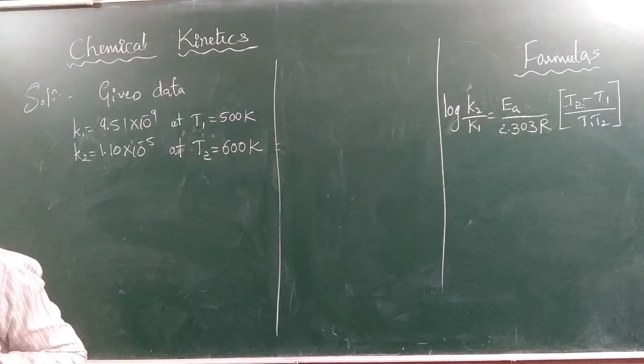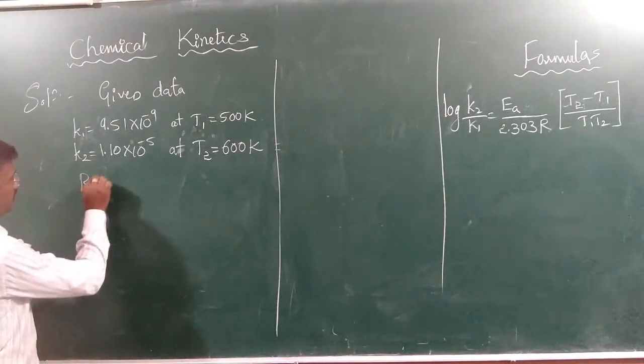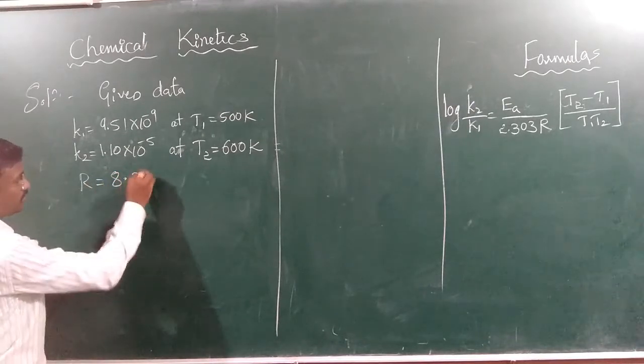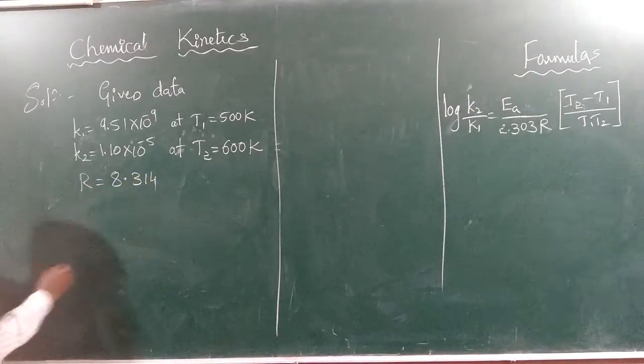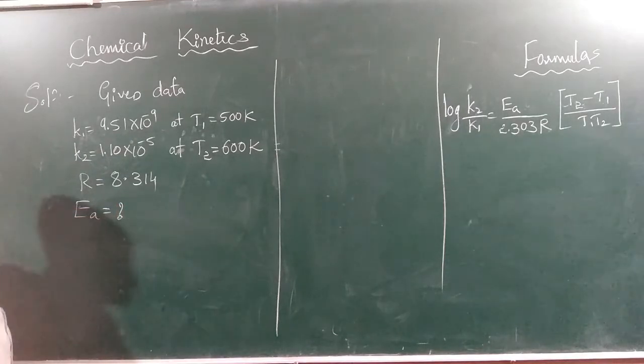R is equal to 8.314, even though they have not given it. And here what you have to calculate is the activation energy. Therefore, Ea is equal to question mark.